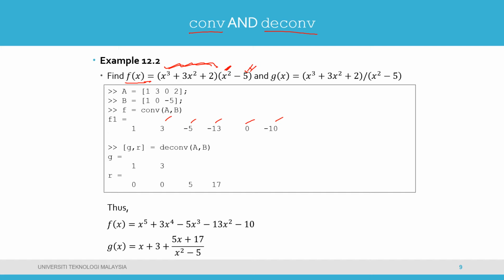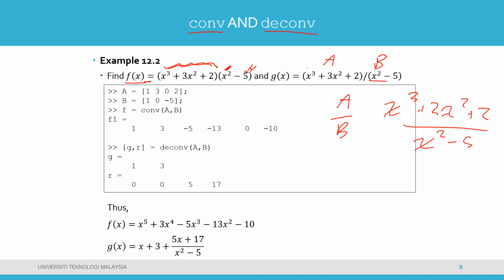Okay, so next example is division. So for division, you can see here this one is divided by this one. So basically this is A, this is B. So A divided by B. So what is x cubed plus 3x squared plus 2 divided by x squared minus 5.